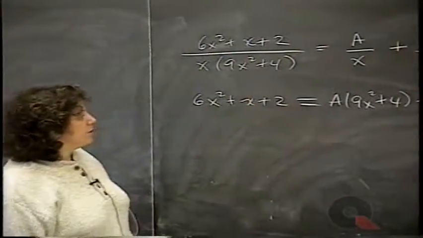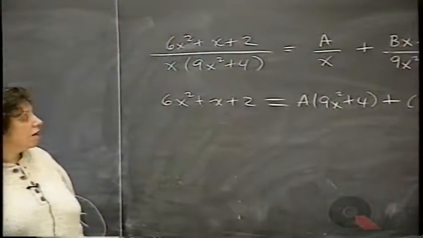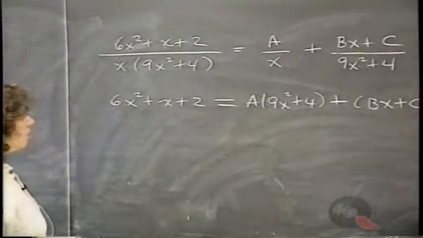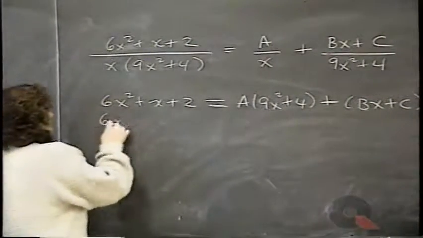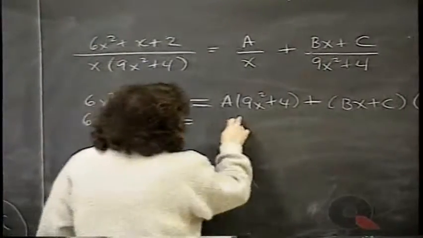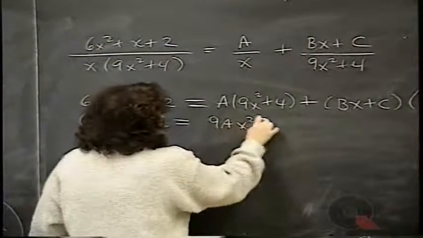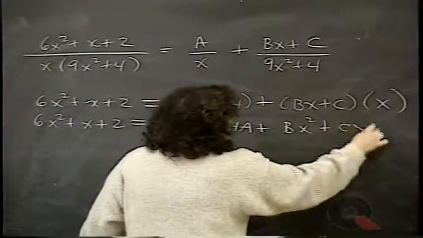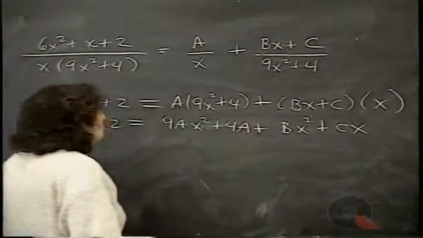In this case, of course, you only need 3. So you might try 0, 1, and minus 1. However, in this problem, I think the equating coefficients method is really the way to go. If I write this 6x squared plus x plus 2, what do we have? I have 9ax squared plus 4a plus bx squared plus cx.